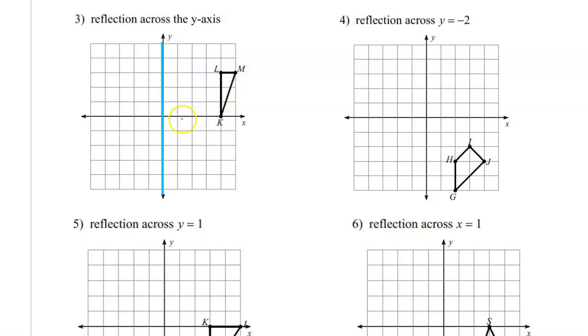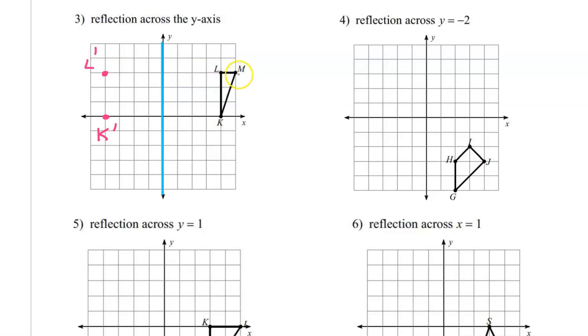So the point K is 4 units to the right. So K prime will be 4 units to the left. So here is our K prime. Similarly, L is 4 units to the right, so 4 units to the left, we have L prime.